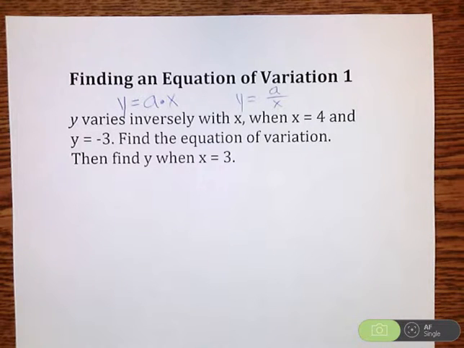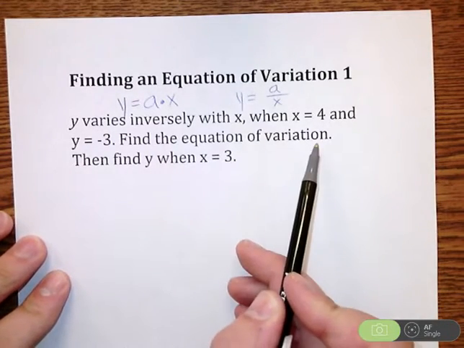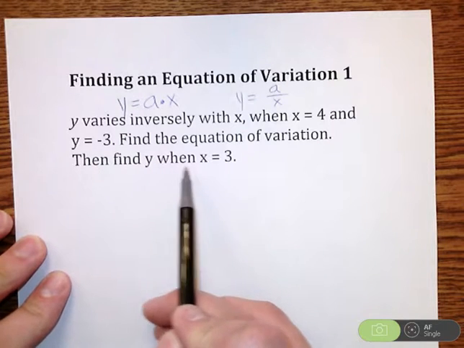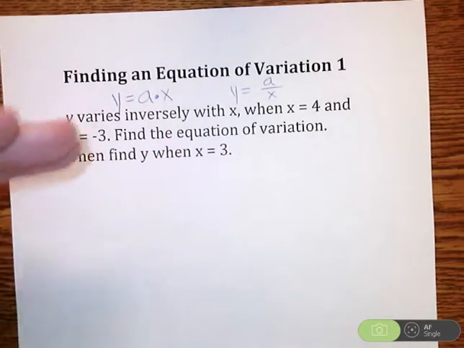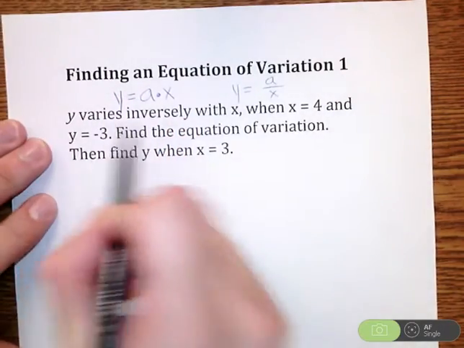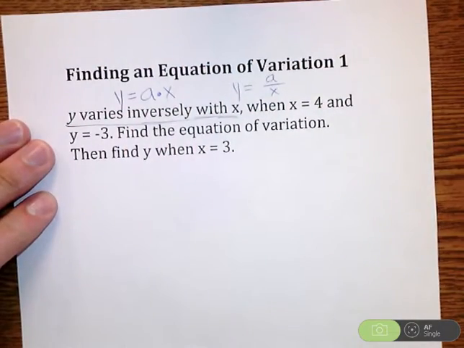So I'm going to start going through this problem, and I might stop along the way and answer various questions. In general, it says y varies inversely with x, when x equals 4 and y equals negative 3. And it says find the equation of variation, then find y when x equals 3. So we're going to go step by step through this problem, start at the beginning and work our way through.